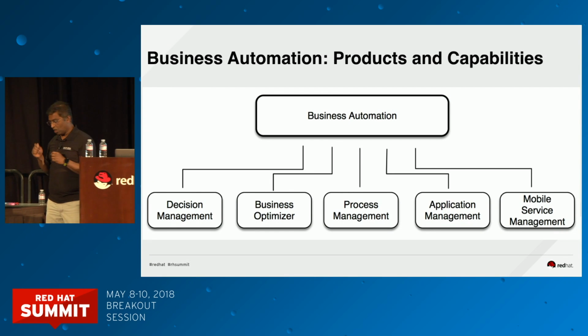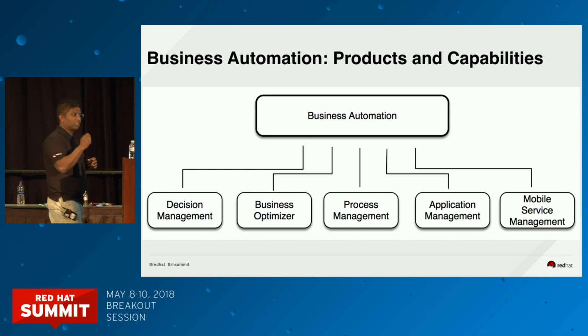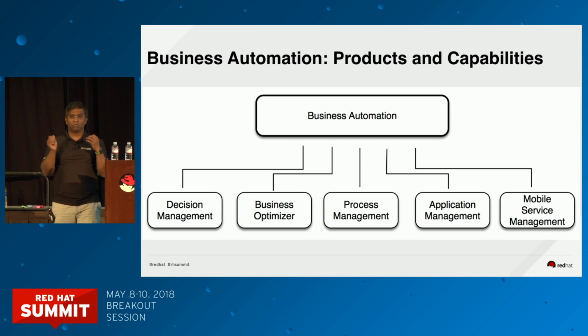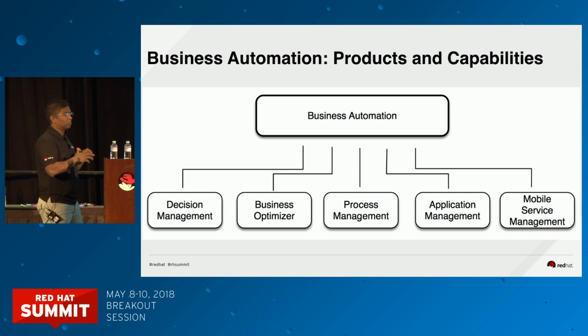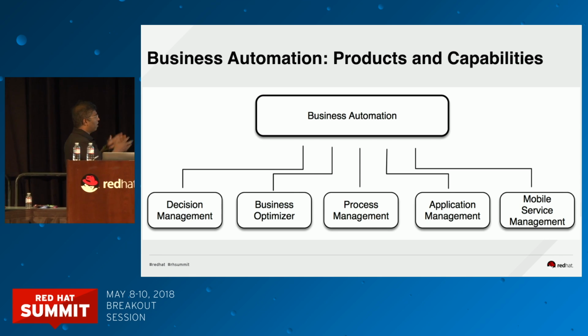So we have business automation. It's a redefined portfolio of our technologies. So it's not just the workflow solution. It's not just the business rules engine sort of thing, right? It's much more than that. It's a combination of capabilities that we are bringing together and releasing as business automation. So it's a portfolio of things.